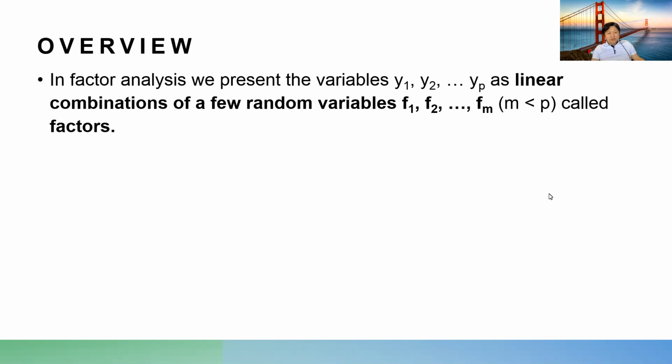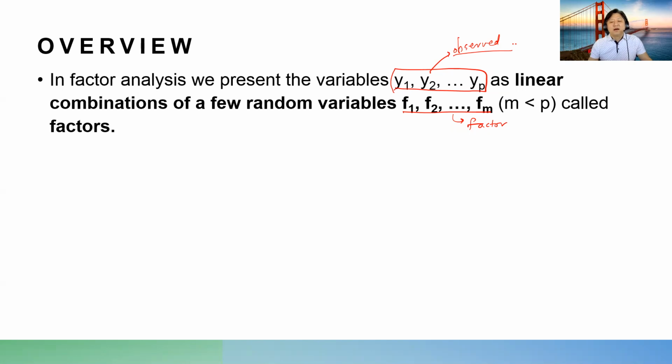Okay, overview. In factor analysis, we represent variables Y1 through Yp as a linear combination of a few random variables F1 through Fm. Y1 through Yp are the observed variables. This is your data. That means your observed variables can be explained by a linear combination of your latent factors. F1, F2, through Fm are the latent factors.